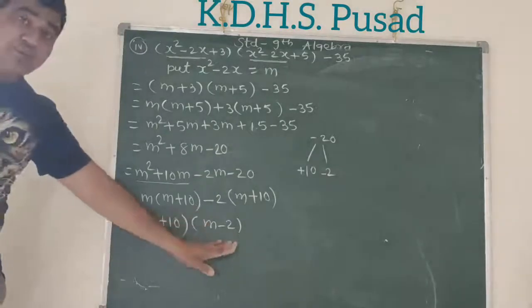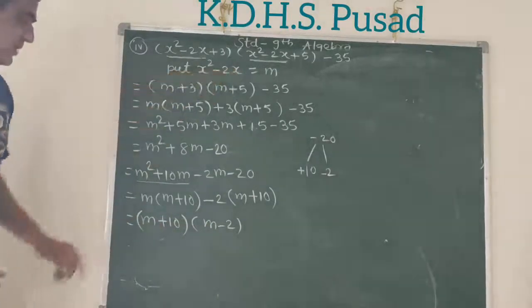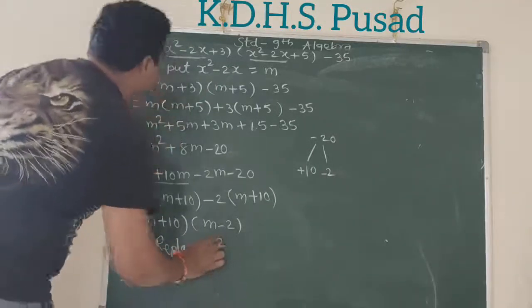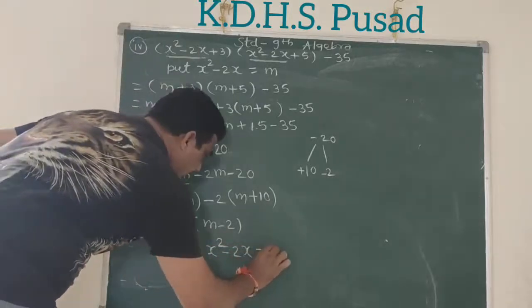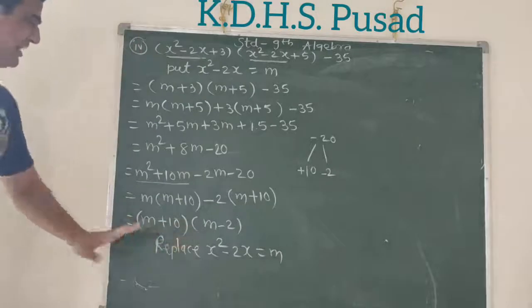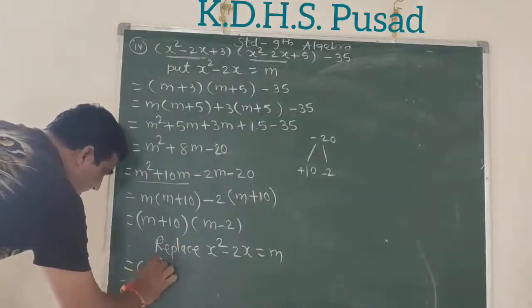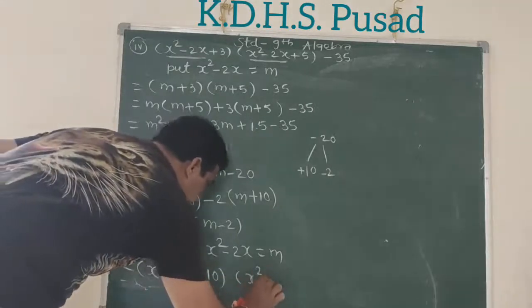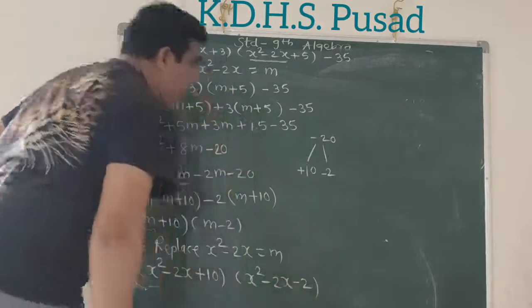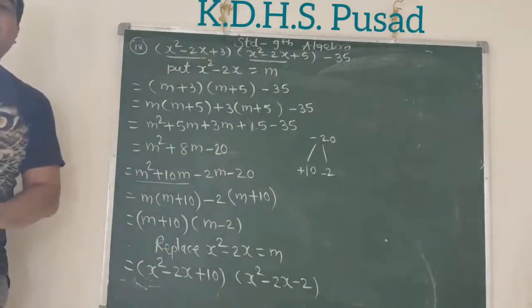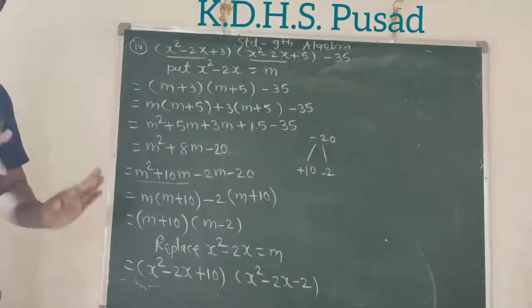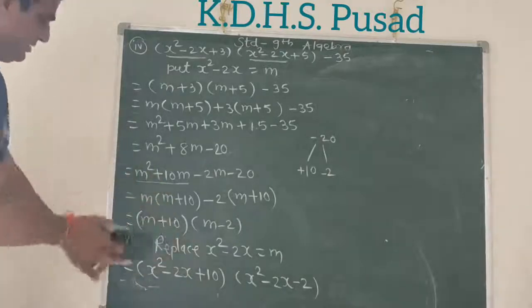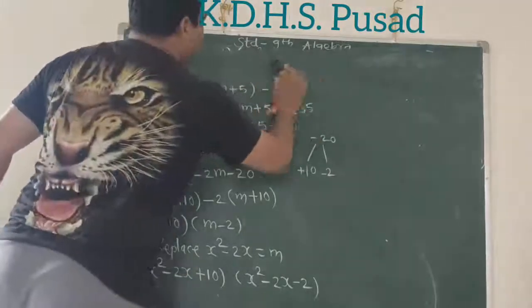We got factors in terms of m, but your question is in terms of x. So here replace x square minus 2x equal to m. That means instead of m, write down x square minus 2x. So you will get x square minus 2x plus 10 in the first bracket, and x square minus 2x minus 2 in the second bracket. Now both are quadratic trinomials. Try to factorize them. If possible, make factors. If not possible, then keep as it is.